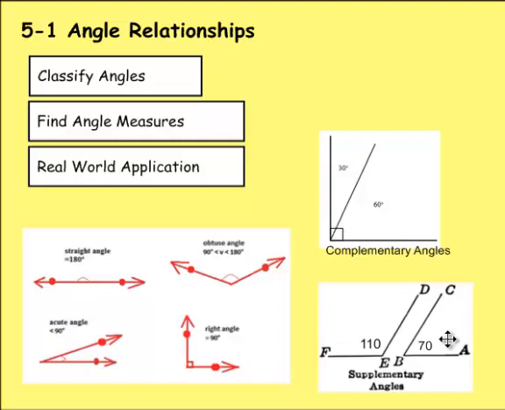We are on the first lesson of Chapter 5, which is angle relationships. First, we're going to classify angles, then we'll find angle measures, and then we'll do a real-world application. If you haven't learned this before, it would be really good to go through the types of angles.